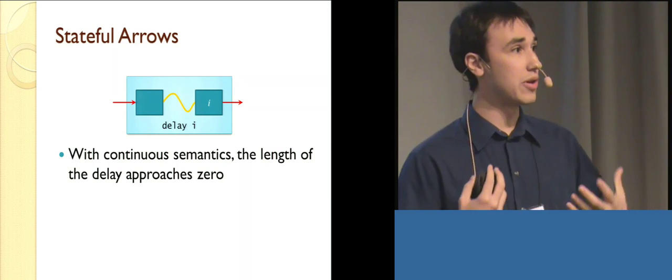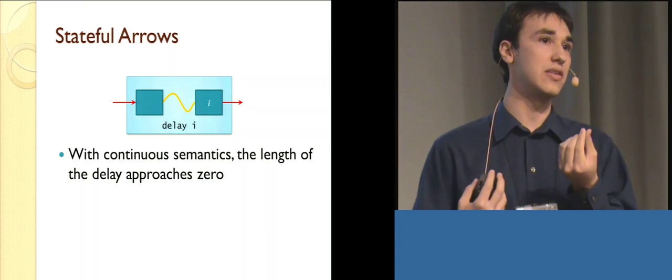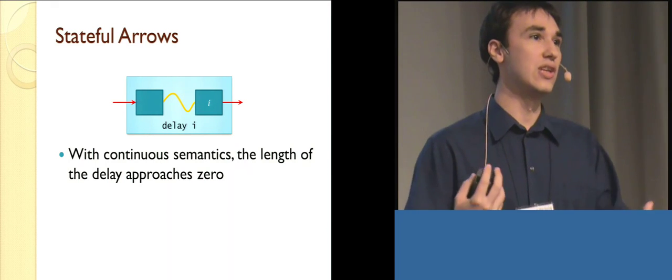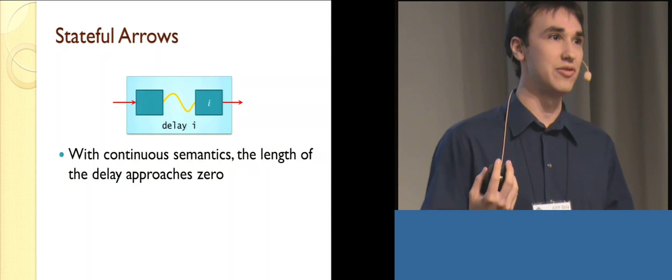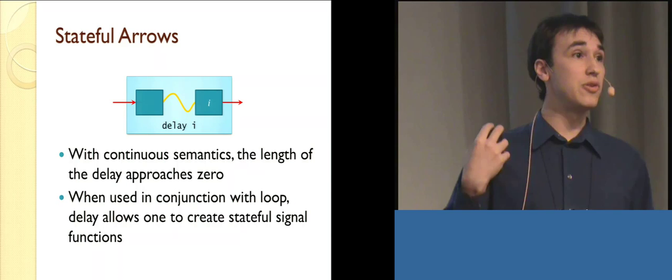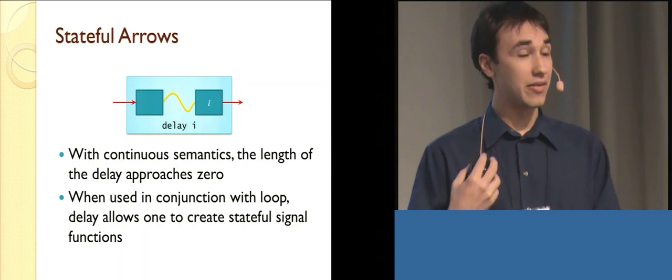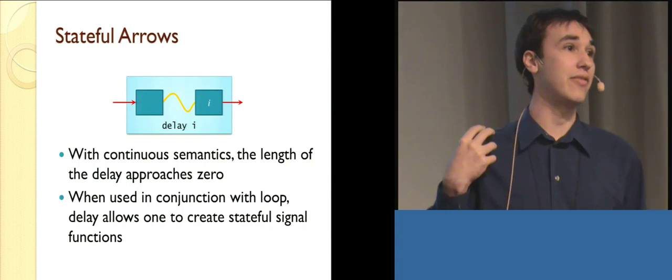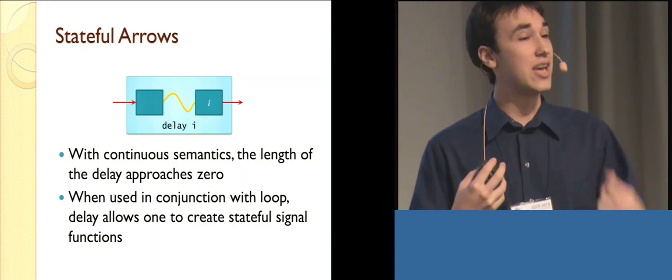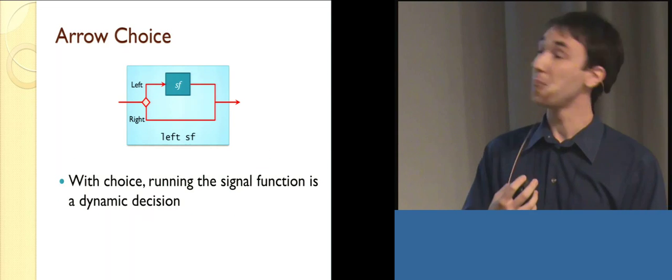It's notable that if you're dealing with a totally continuous semantics, then this unit delay approaches 0. And so we will just use delays once in a while and assume they have no real impact. Interestingly, when you use delay in conjunction with loop, with that feedback, you can create state. By having a delay operator feedback into itself, you can retain a value over time.